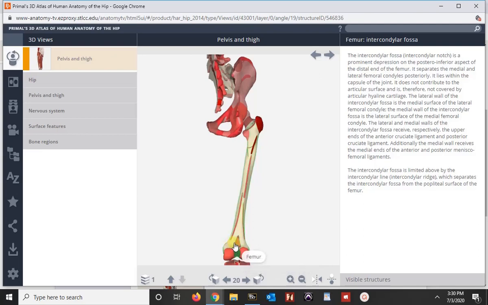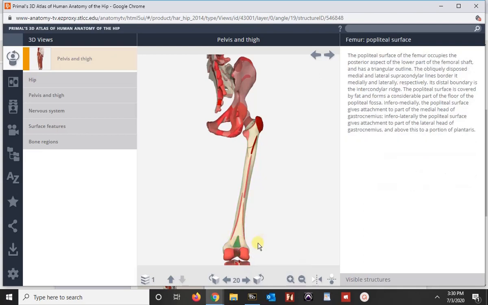And then right up here is the popliteal surface. The popliteal area is just this little triangle right here, which is just above the back of the knee. So that triangle is the popliteal surface. This whole thing is the shaft. I don't think you need to know the medial supracondylar line or the lateral supracondylar line.